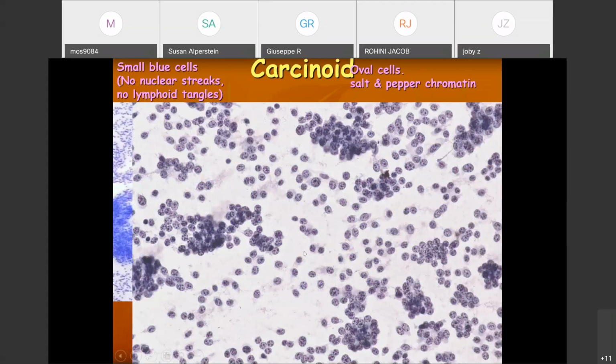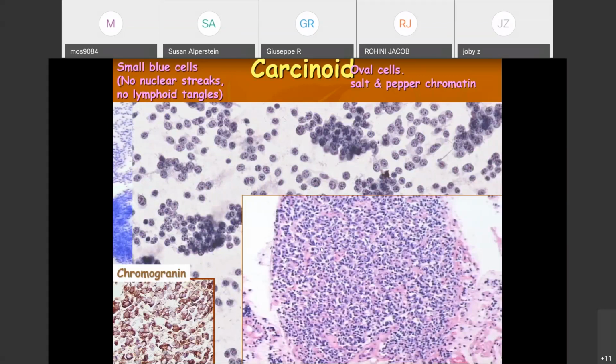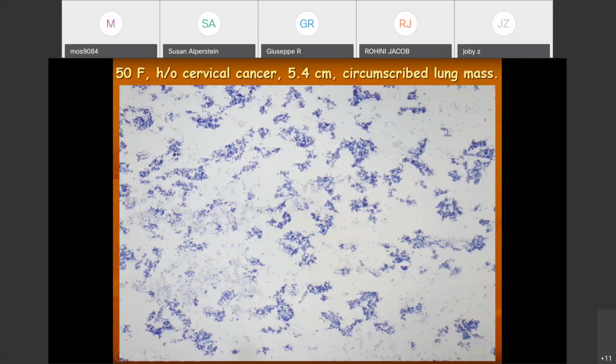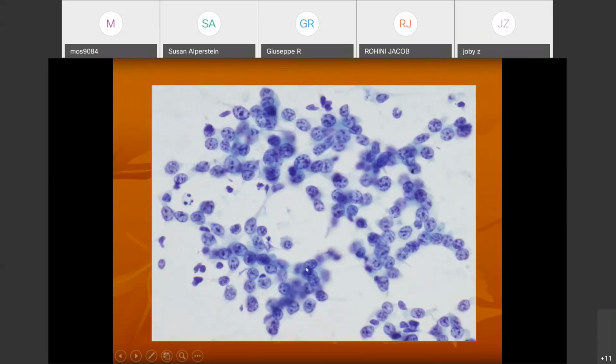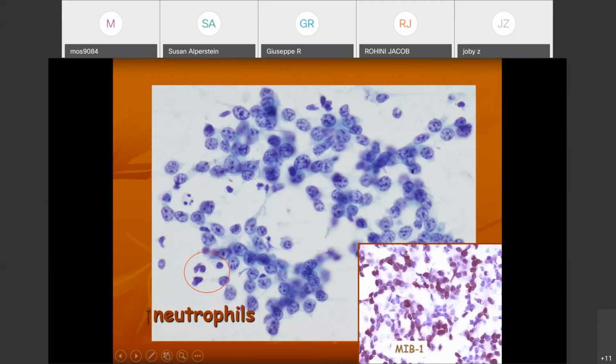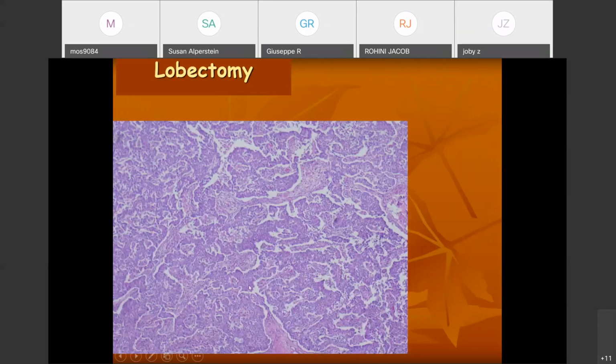This case is carcinoid. And I had a case at Bellevue, 50-year-old with a big lung mass. So there's a lot of neutrophils and typical salt and pepper chromatin. And mitosis was pretty increased. So atypical carcinoid, here's the lobectomy of that particular case. You see microabscesses.